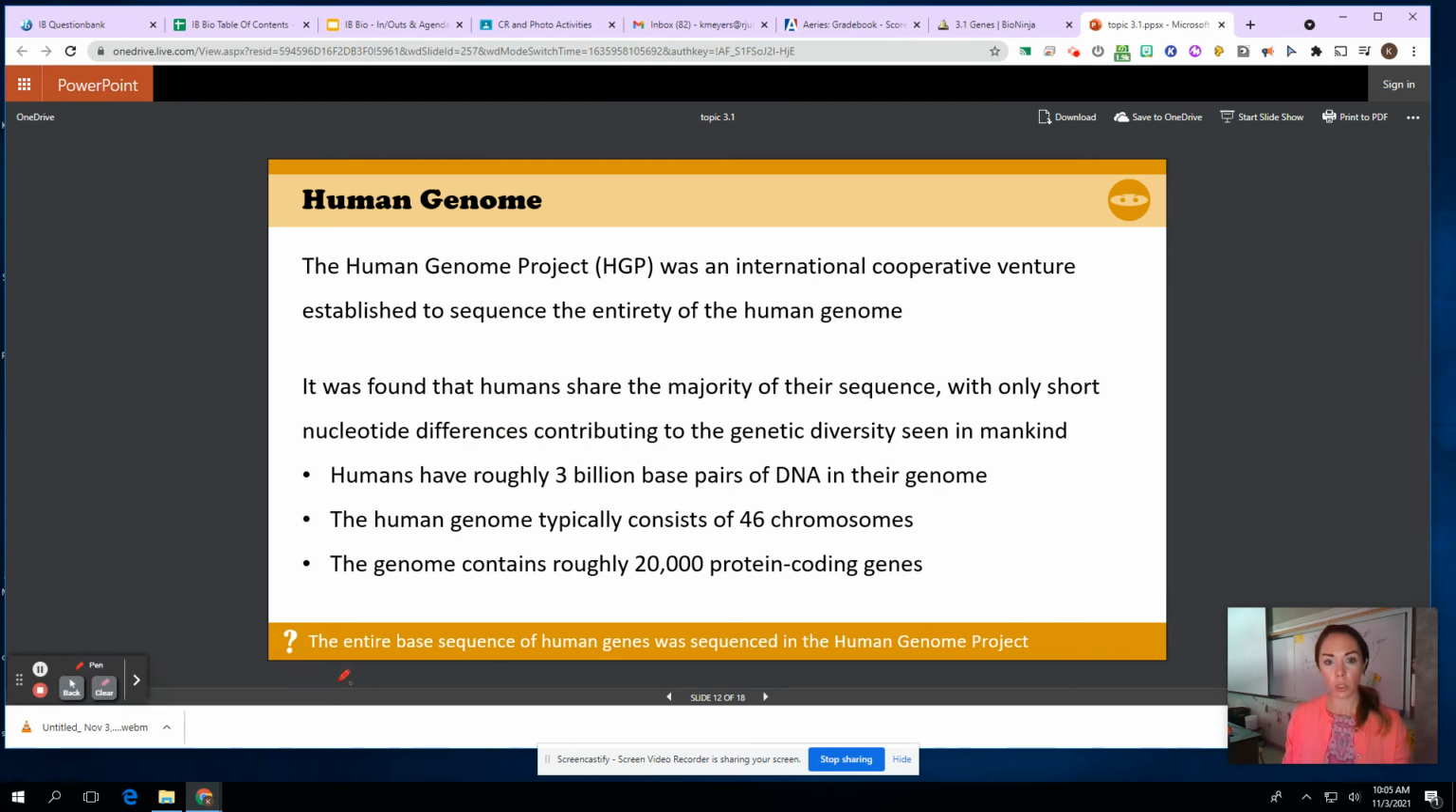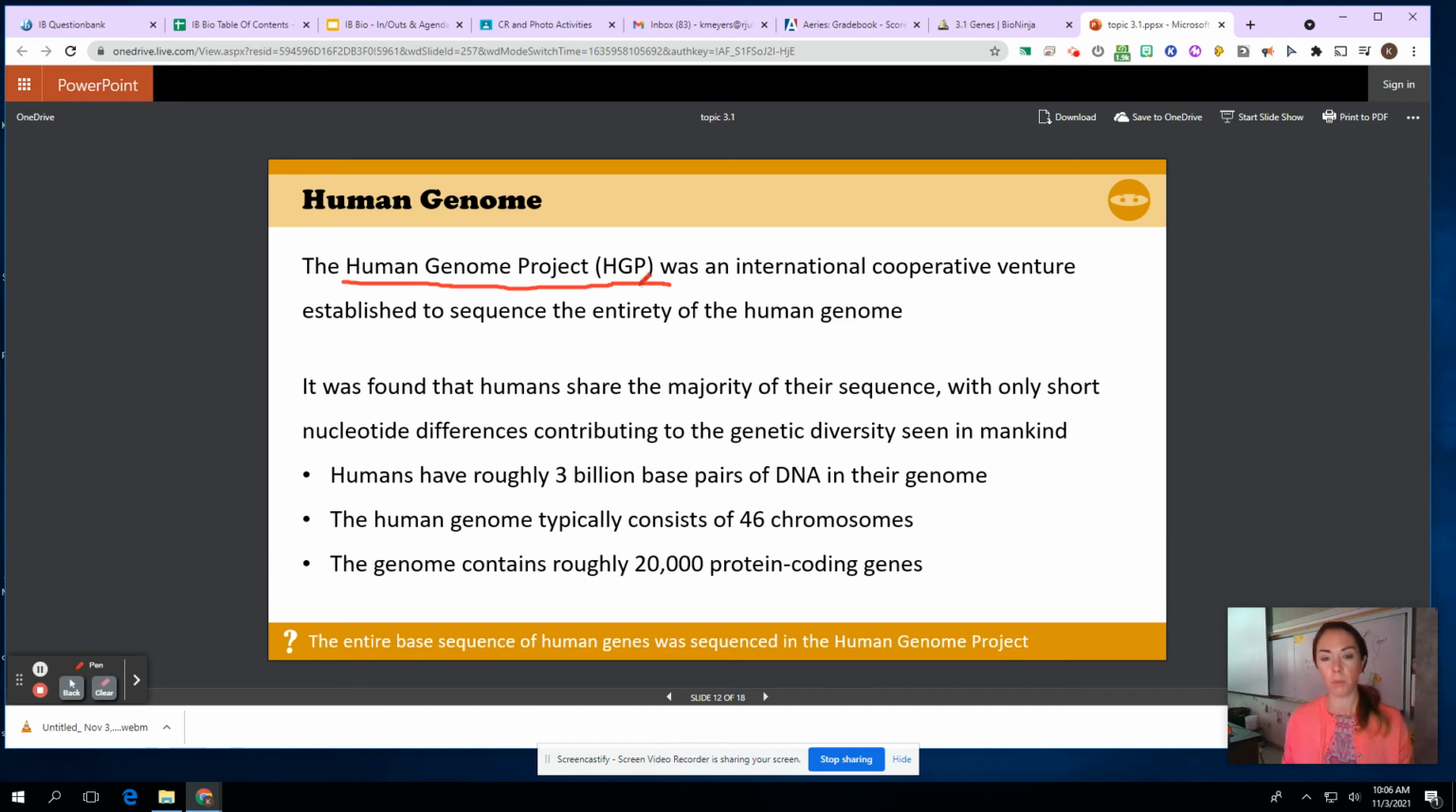So the Human Genome Project was an international cooperative venture. A lot of scientists got together all over the world with all their technology, and instead of working in silos, they put everything they knew together to establish the sequence of the human genome. Let's map out the human genome. Some organisms are simpler and easier to map out. Humans are very complicated, so this took a lot of energy, people, and time, and all these different data sets coming together.